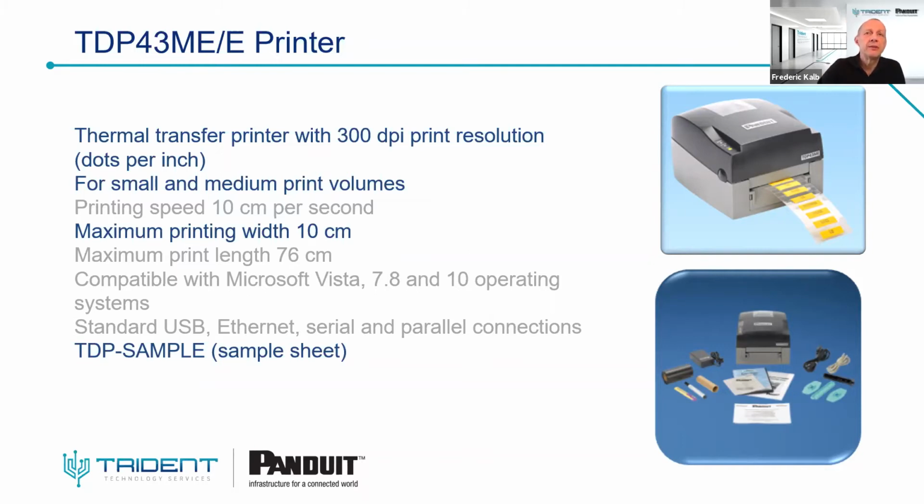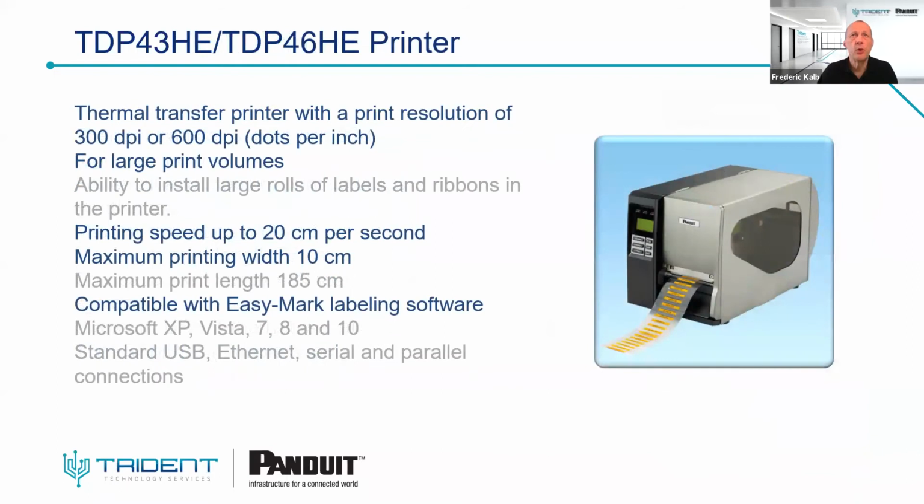Please note that we have also printers for high quantities, like the 2 ones on this slide. So the main difference between the 2 units, the TDP43 and the TDP40H, is the print resolution. 300 dot per inch on one side, 600 dot per inch on the second side. That's really if you want to get to a high, very high printing quality.